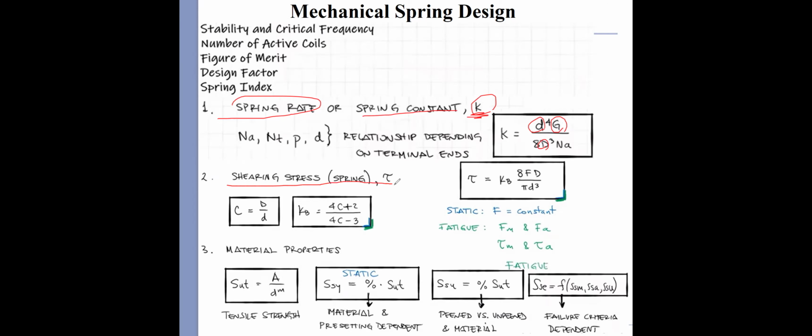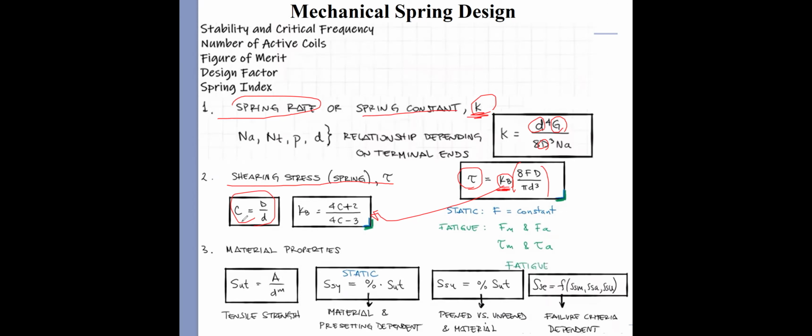The second is the shear stress. When this mechanical spring is pressed, there is the torsional shear stress and the pure shear stress applied to its cross section. Therefore, we can define the shear stress as a constant KB times this term, and KB is defined in terms of the spring index C.